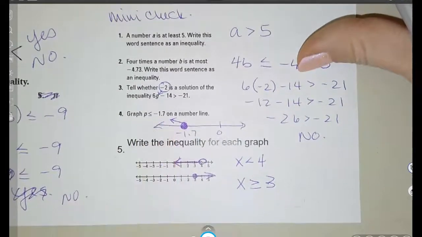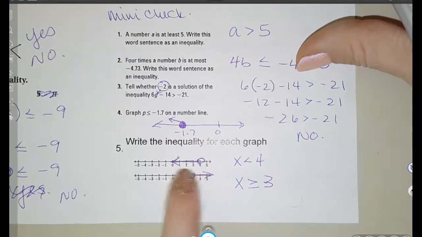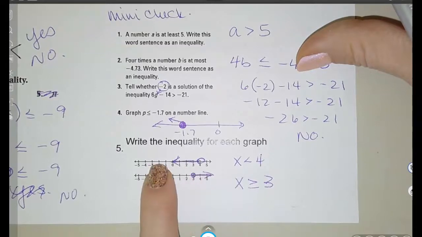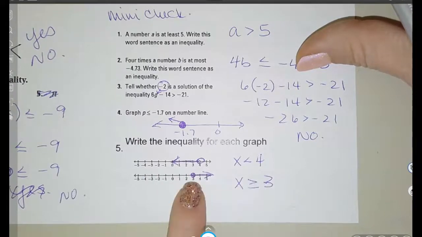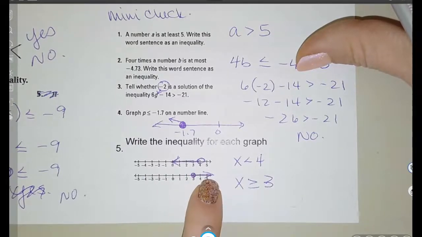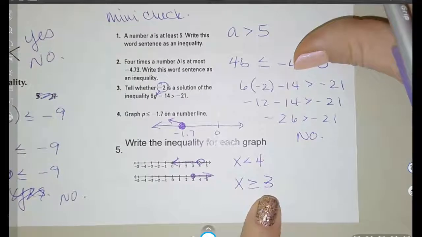Okay. And then number 5, write the inequality for each of these graphs. I know it's tiny and a little hard to see, so sorry, the arrows are going this way. So this is open circle and arrow to the left. So x is less than 4, does not include 4, just everything smaller. And this is a closed circle, arrow to the right. So it does include 3 and everything bigger. X could be bigger than, greater than, or equal to 3.